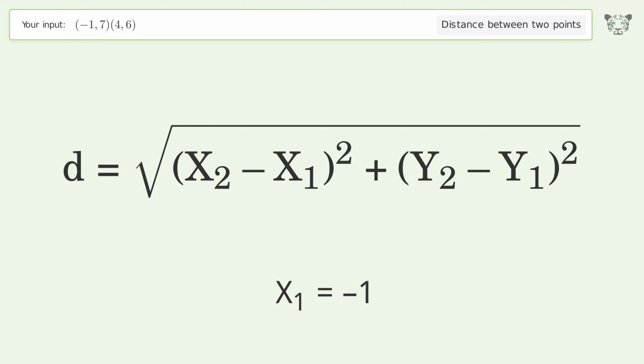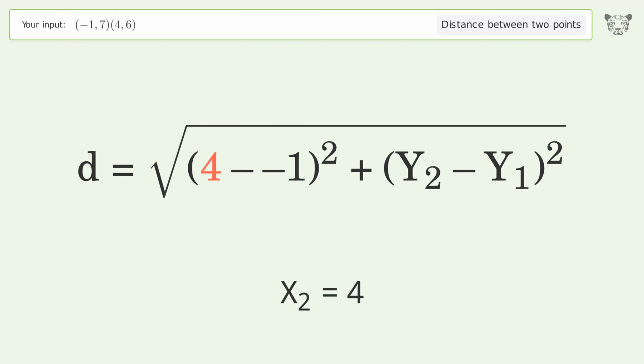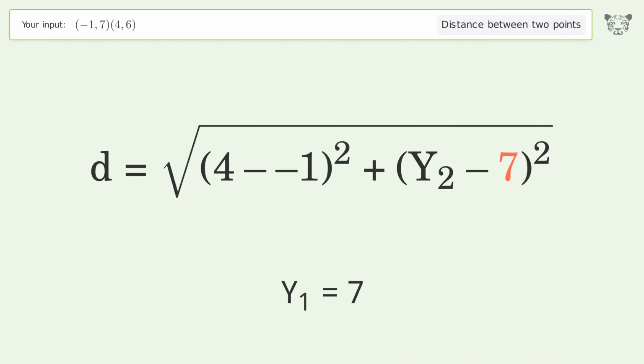x1 equals -1. x2 equals 4. y1 equals 7. y2 equals 6.